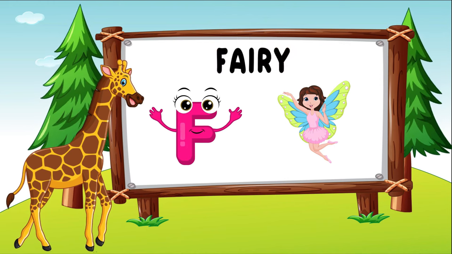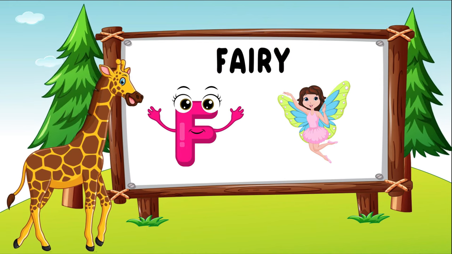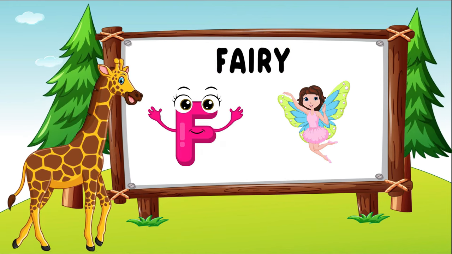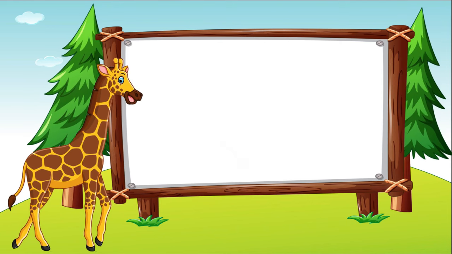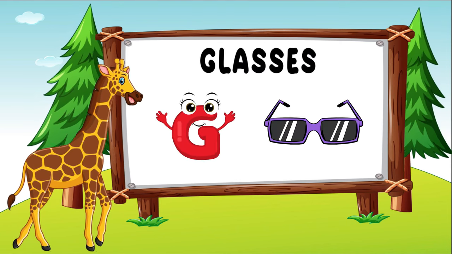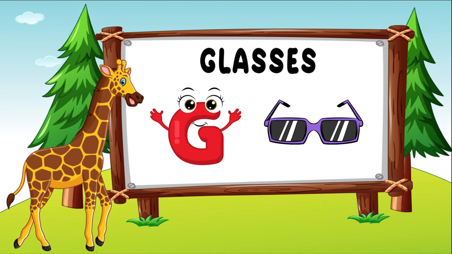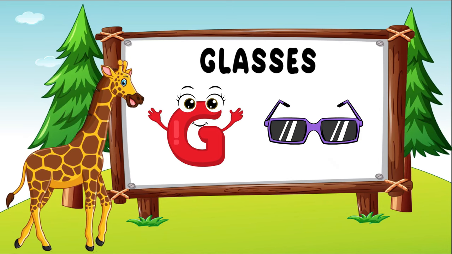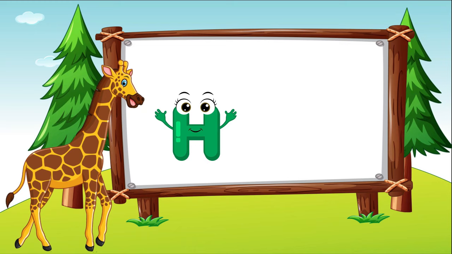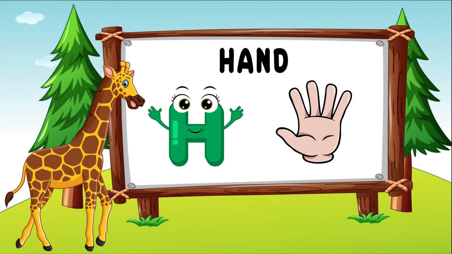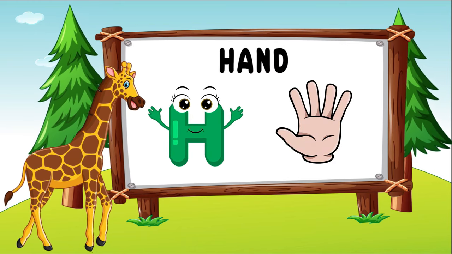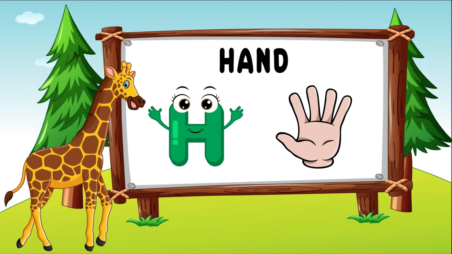F is for fairy. F, F, fairy. G is for glasses. G, G, glasses. H is for hand. H, H, hand.